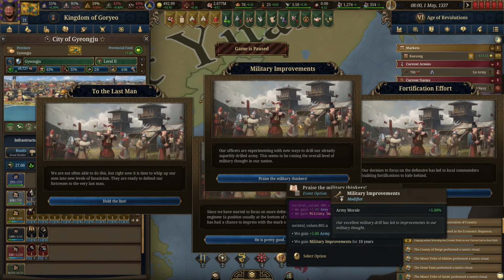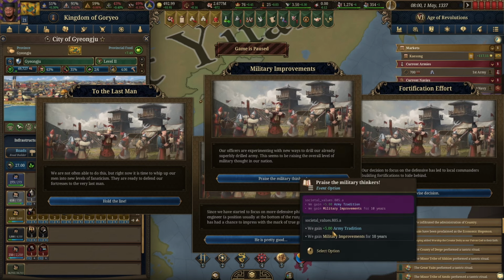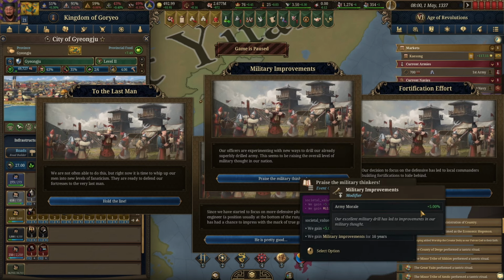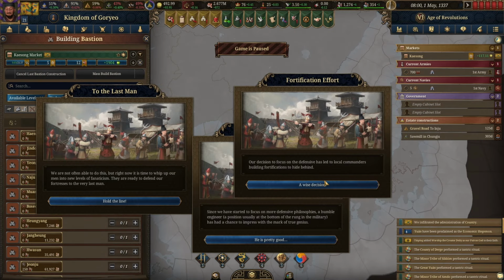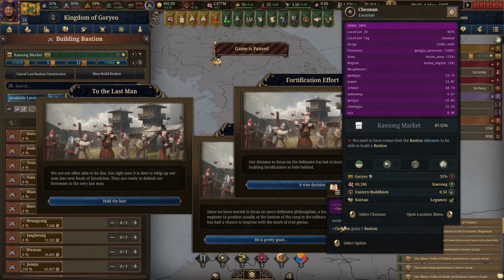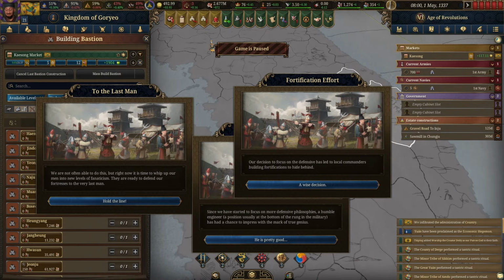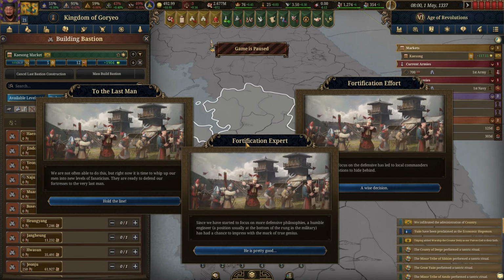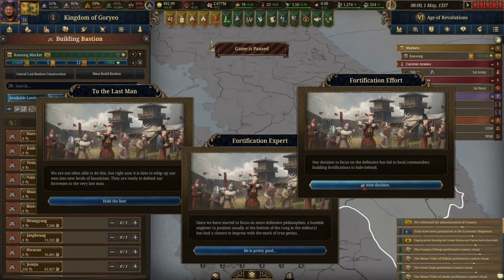Military Improvements, which give you 5 army tradition and then a +5 morale for 10 years. Fortification Expert, which just builds a castle or fort somewhere in your country seemingly randomly, which could be good if it builds it in a useful location, or could be useless depending on what happens.